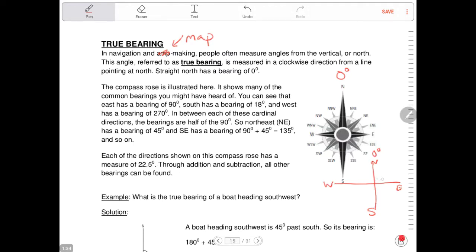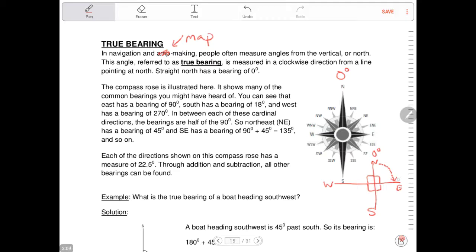Oh, wait a minute. What kind of lines do we have here? We have straight up and down, and we have sideways. So we have vertical lines and horizontal lines. Those are perpendicular. We also know that whenever those occur, we have 90-degree angles. We can use that to further our understanding. You always go in a clockwise direction.